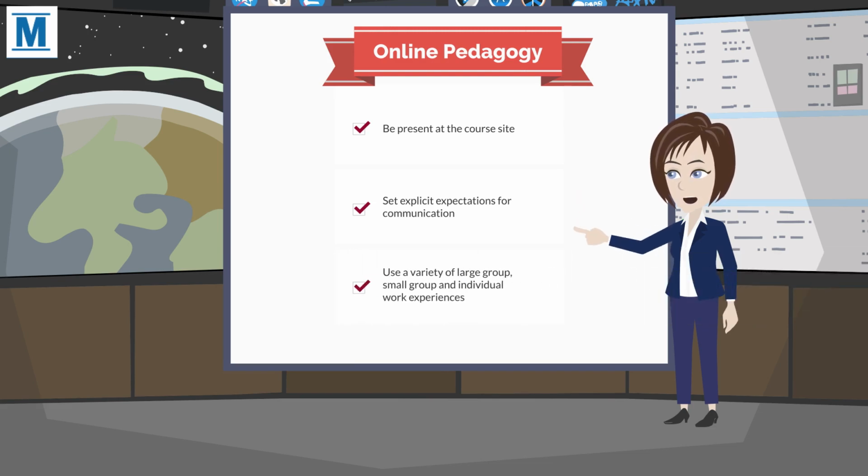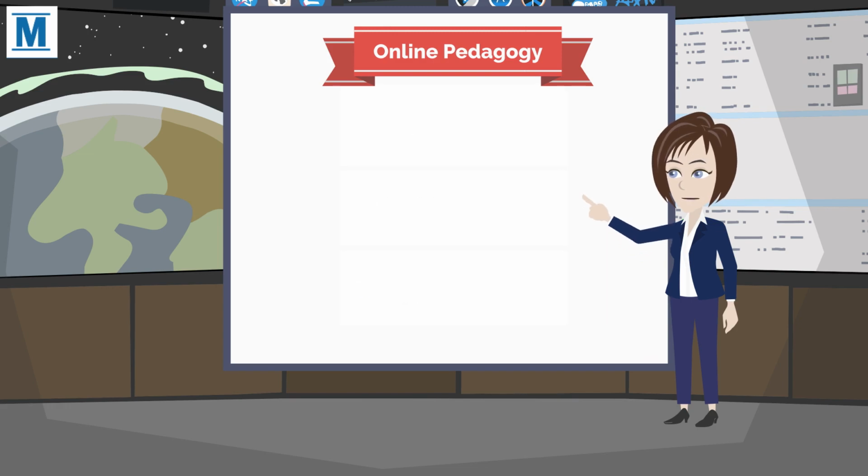Use a variety of large group, small group, and individual work experiences. Online learning can be isolating. Having students work together in group activities cuts back on this.